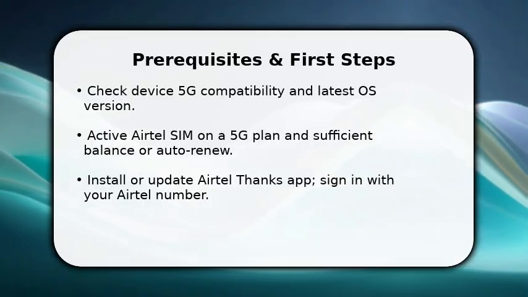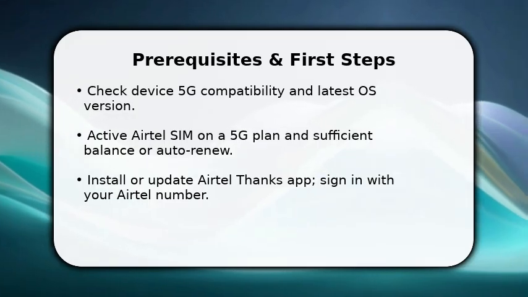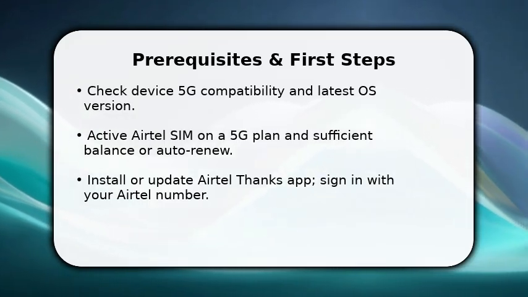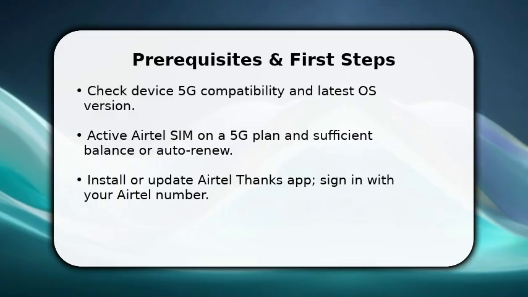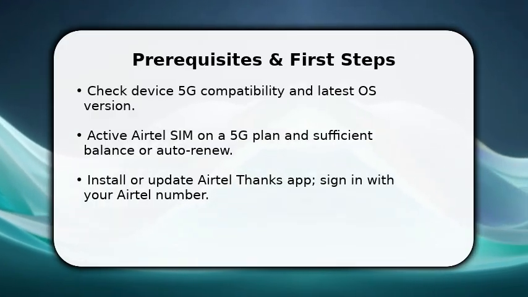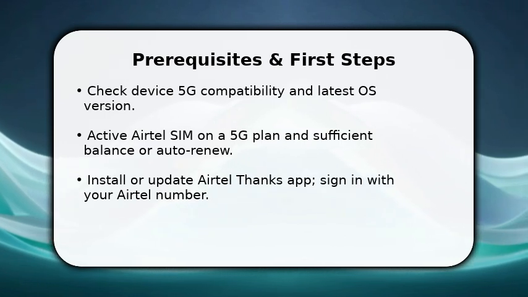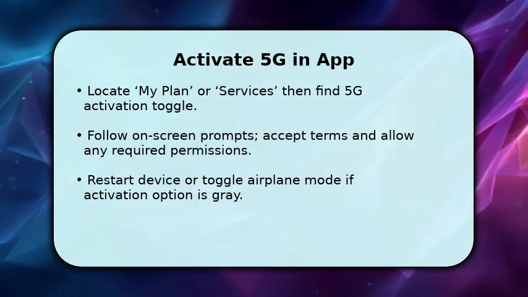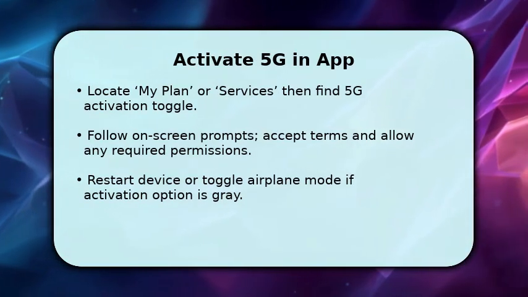Once signed in, tap the Account or Services section to see 5G eligibility. Make sure cellular data and location are enabled so the app can detect network provisioning and display activation options immediately. Proceed to the activation. Now you perform the activation steps inside the app.